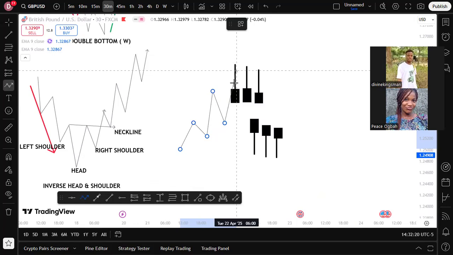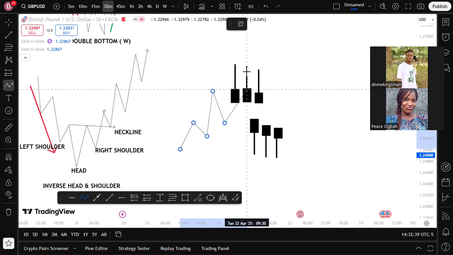They started forming at a particular level, rejecting, because whenever you see these wicks here, it means that at some point price came all the way up here, but it could not keep on forming, and then we close at this point. This was the close of the candle, and then the next candlestick started again.